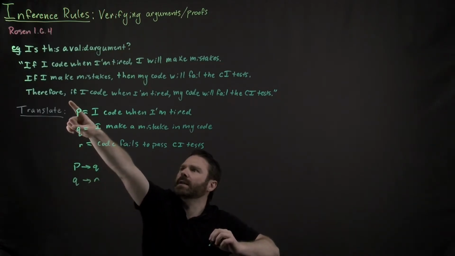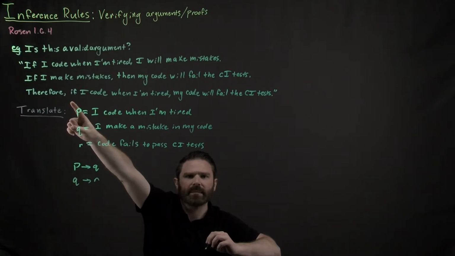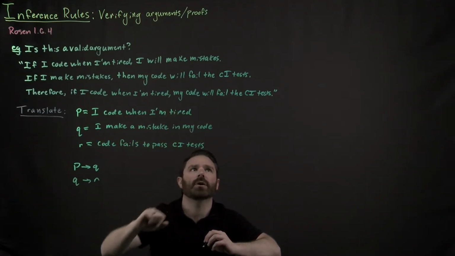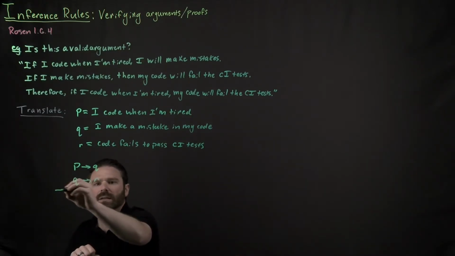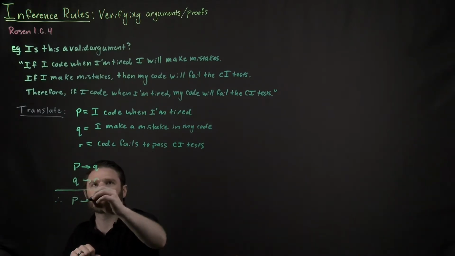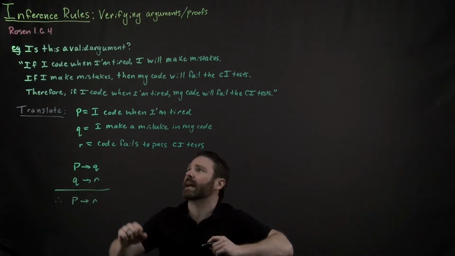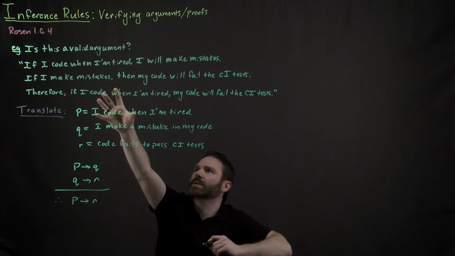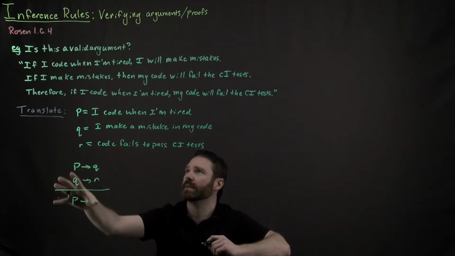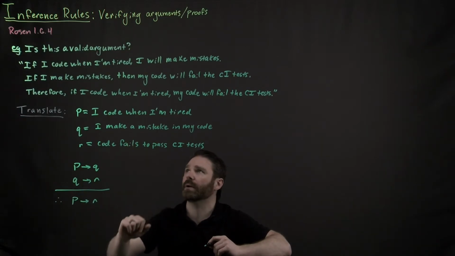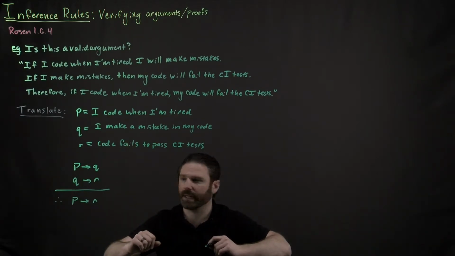And then the last therefore right there, that's the claim, that's the conclusion. If I code when I'm tired, then my code will fail the CI tests. So P implies R. So fantastic. I've been able to take this English paragraph and translate it to something that looks like one of those arguments back when we were talking about our basic inference rules right here. And so I want to verify whether or not this is a valid argument.